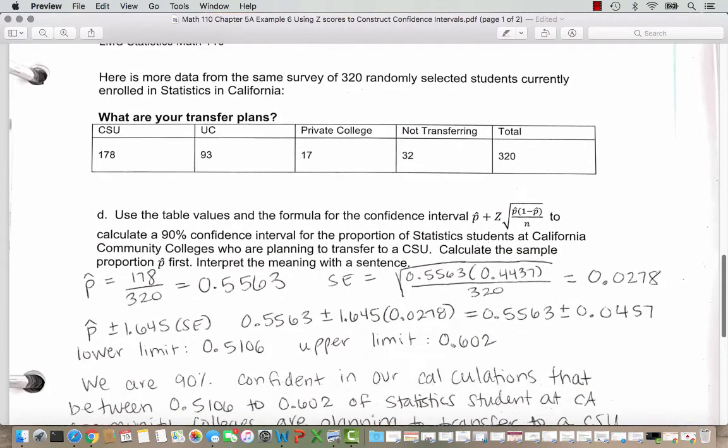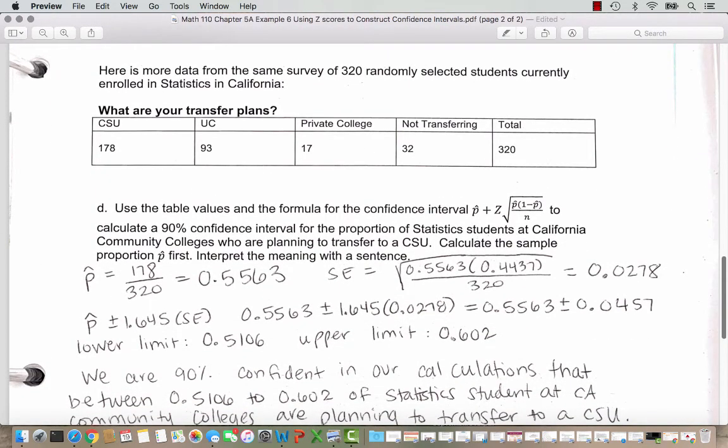Here's some data from the survey of 320 randomly selected students currently enrolled in statistics in California. These students were asked what their transfer plans were, and we saw 178 planned to go to a CSU, a California State University, 93 planned to go to a UC, University of California, 17 planned to go to a private college, and 32 are not transferring.